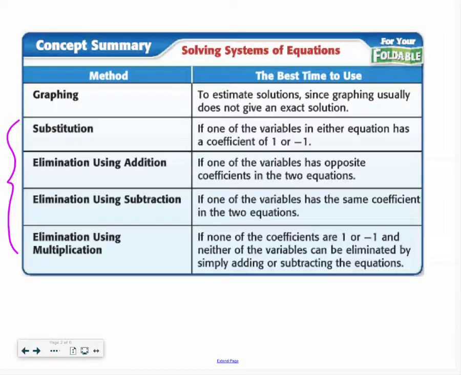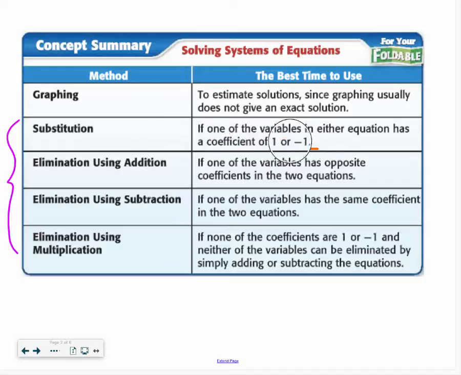So remember, you use substitution if one of the variables in either equation has a coefficient of 1 or negative 1. So if I have x plus 4y equals 7 and 3x minus 2y equals 9, in the very first equation, I have a 1 right in front of my x there. This would be a good example of when to use substitution. You would solve for x. So this would become x equals negative 4y plus 7. Okay?